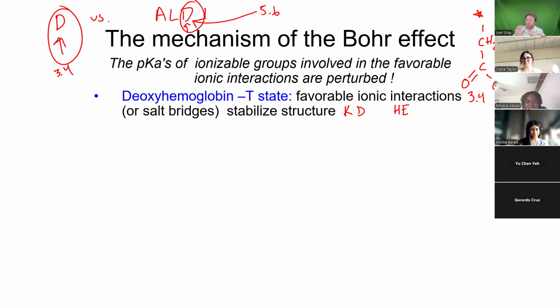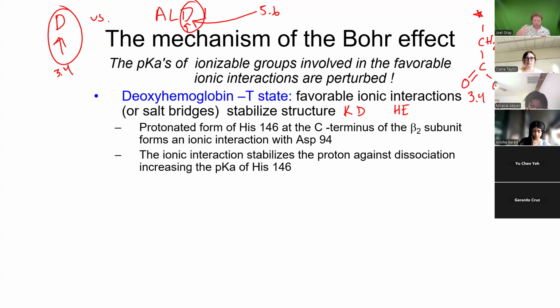So essentially, if you can disrupt those interactions, then you can move towards favoring the R state and getting this transition to take. Now, with that said, if you somehow fortify those ionic interactions, then you're stuck in the T state. Now, what Christian Bohr discovered was that histidine number 146, specifically on the C termini of the beta 2 subunit, forms an ionic interaction with an aspartic acid, number 94. So we've got this ionic interaction, a histidine and aspartate.